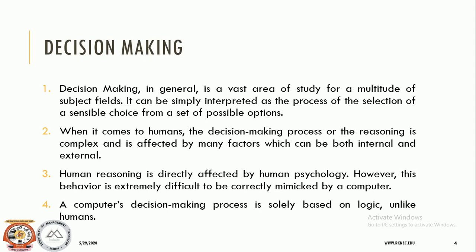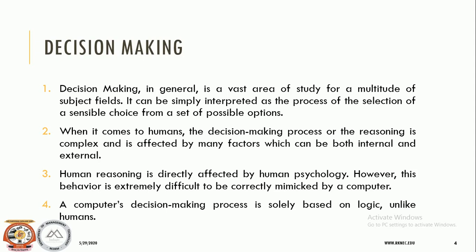select the best alternative. When it comes to humans, the decision making process or the reasoning is complex and it is affected by many factors, which can be both internal and external. So, for example, we want to take a decision to participate in a particular FDP. Okay, what could be the decision making criteria then? What is the fees, what is the mode, what certificate they are going to give, whether the exam will be conducted or not, whether I will be sparing much time or not, whether connectivity will be an issue from my end. These are different parameters that we may consider while making a decision.